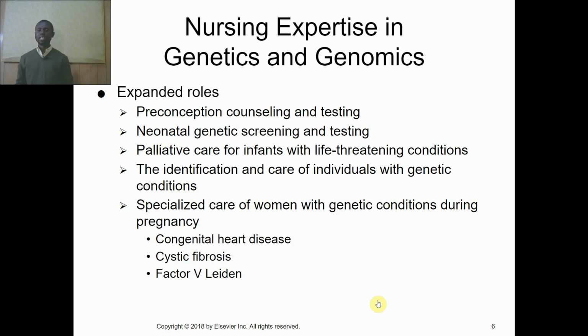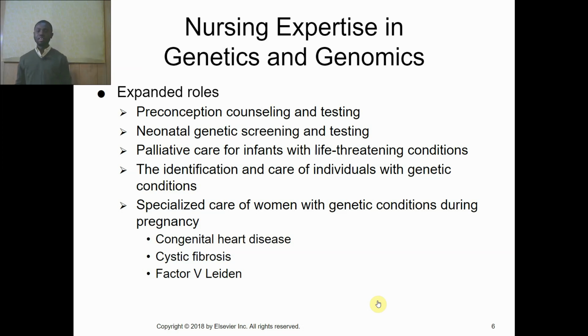There is also neonatal genetic screening and testing, and this is after the fact when a baby is born that nurses are able to put together the genetic history, predispositions, and risk factors to educate the client on how to take care of this baby.